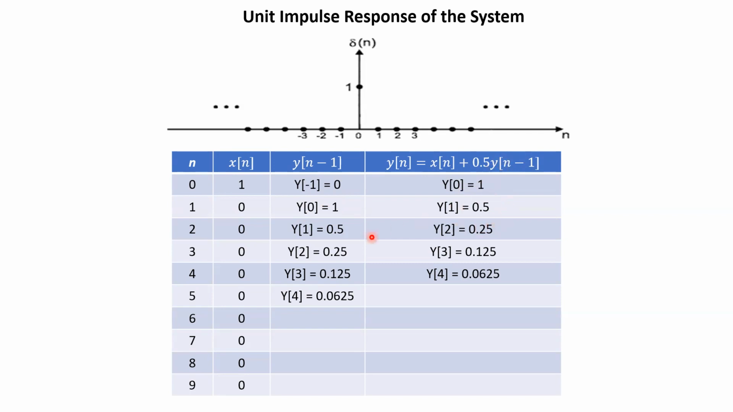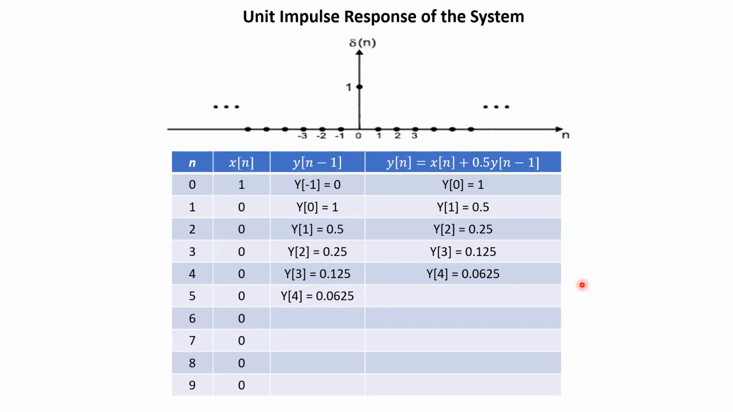We have to follow similar steps for all the rest of the inputs, for different time indices when n varies from 2, 3, 4, 5 up to 9. For simplicity, I have just taken up to 9. You can also take more values of n. This way you can verify all this data, and you are going to get the impulse response of the system.